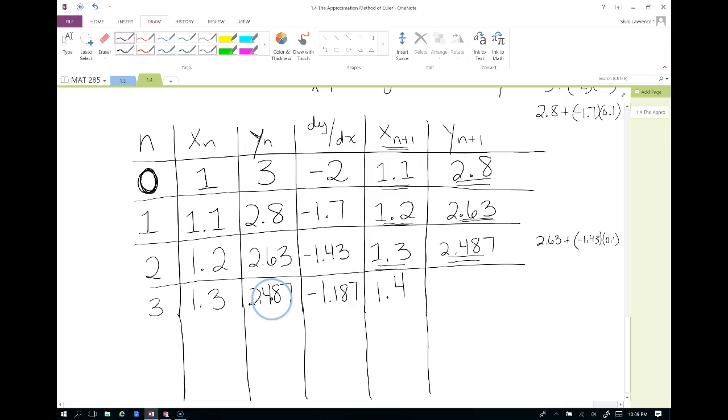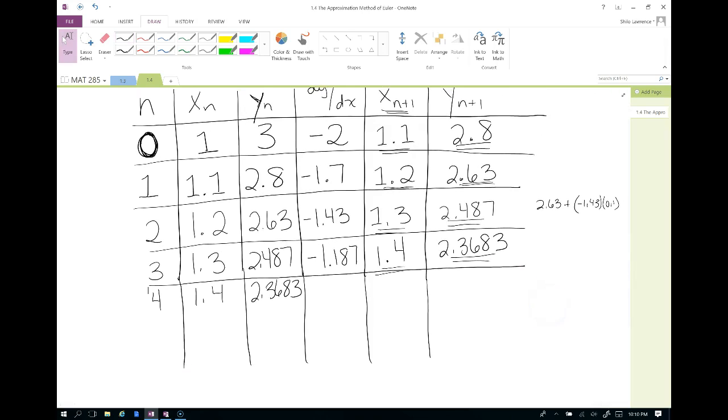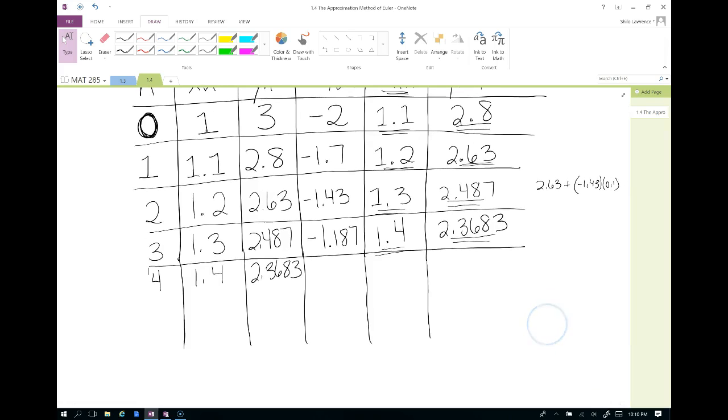And then we've got to do the y plus a tenth of the slope. So 2.487 plus a tenth of the slope. And I get 2.3683. And now these guys will get transferred down. And I'm just going to go ahead and pause the video and fill the rest of all of this in.